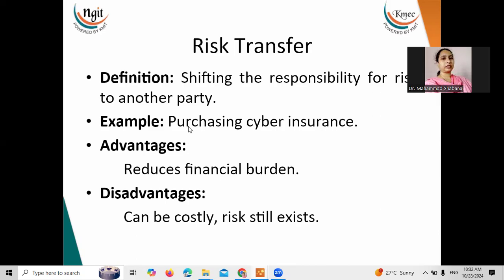Risk transfer involves shifting the responsibility for risk to another party. This is often done through outsourcing or insurance. For instance, purchasing cyber insurance can protect a company from the financial impact of a data breach. However, it's important to note that while financial risk is transferred, the organization is still exposed to the underlying threats. The advantage is that it reduces the financial burden; the disadvantages are that it can be costly and the risk still exists.